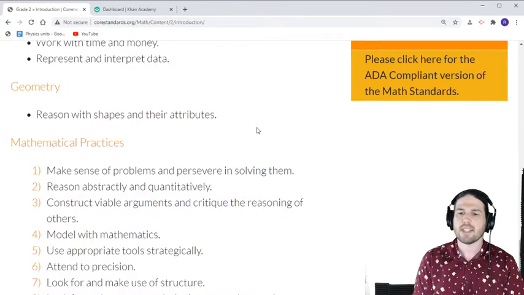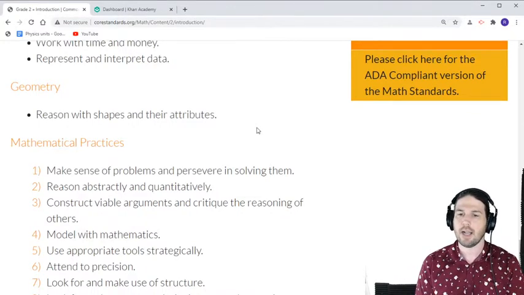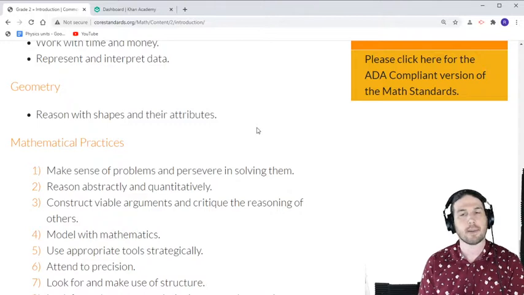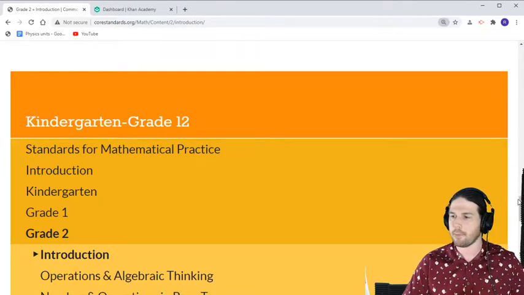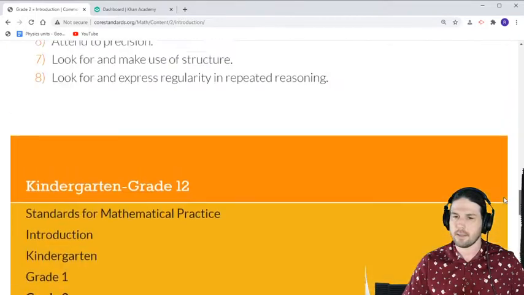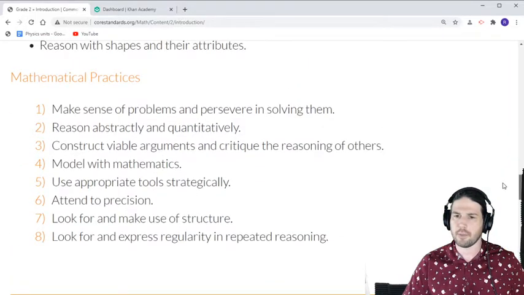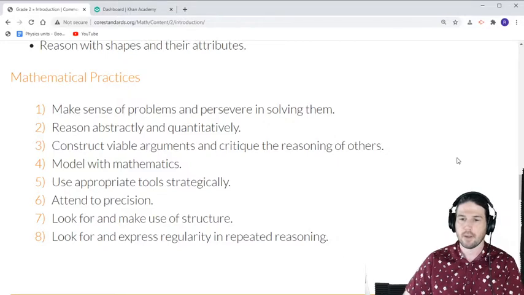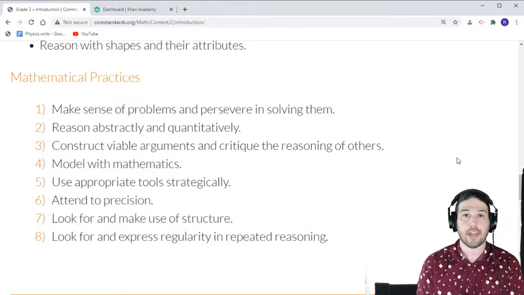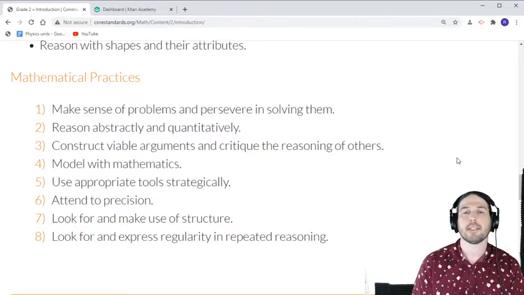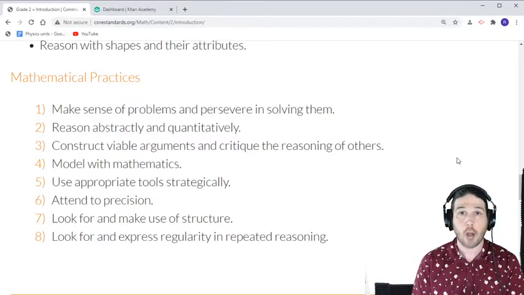Geometry, reason with shapes and their attributes. I'm not actually sure entirely what that means, and I'm excited to find out. Now let's take a look at this mathematical practice section again, which I am zooming way in on, because these are it, right? These are the thing. The mathematical practices drive everything we do in Common Core math.